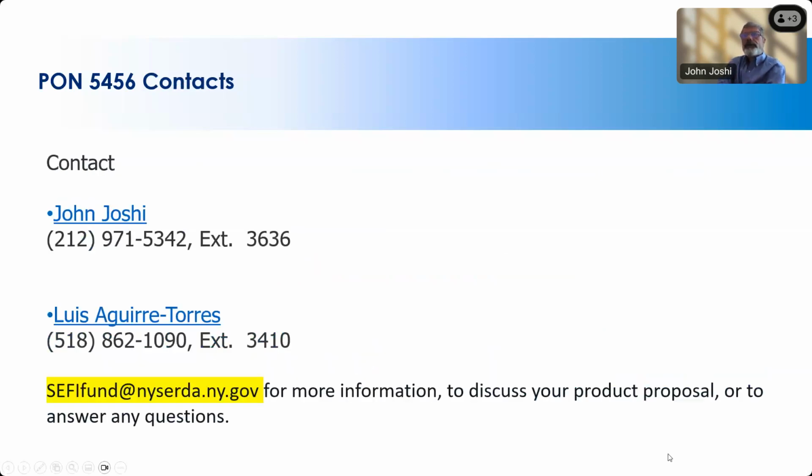And there it is. There's our contact information. You can contact us at any time. It may even be easier for you to contact us by the email highlighted in yellow, cefifund@nyserda.ny.gov. Myself or Luis would respond to that, and we can provide additional details. These are the only two designated contacts at NYSERDA related to PON 5456 information and Q&A. So I would recommend that you stick to that.